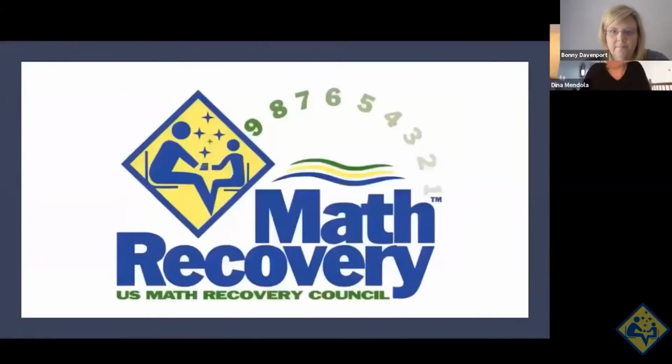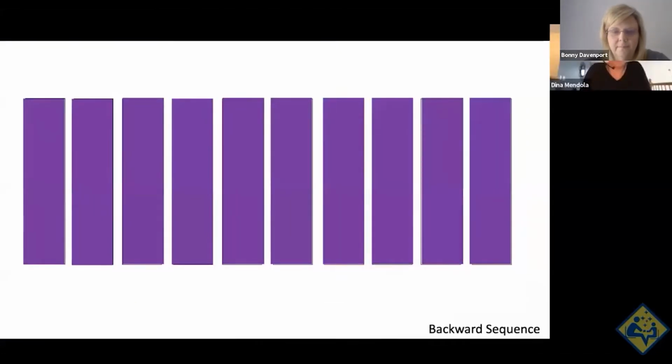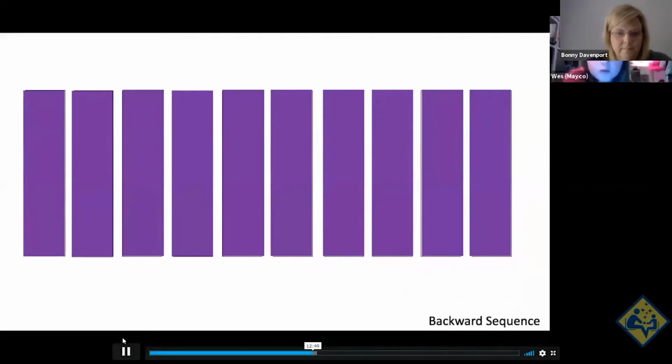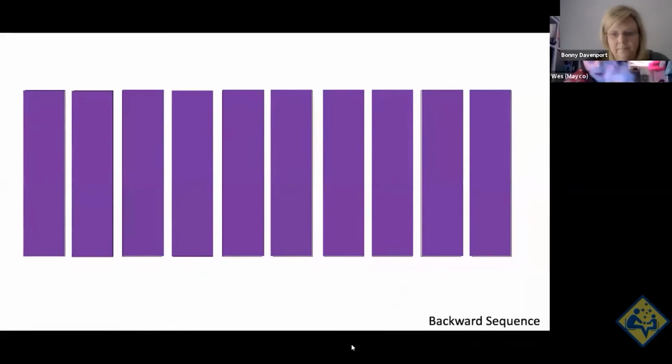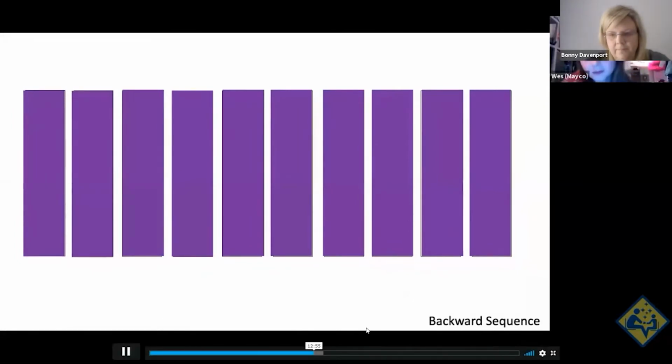Okay, we're going to go backwards. Are you ready? So we're starting with 40 there. All right. What if I take away a strip? If you took away a strip, you would, so you start with 40. If you took away a strip, you have 36.